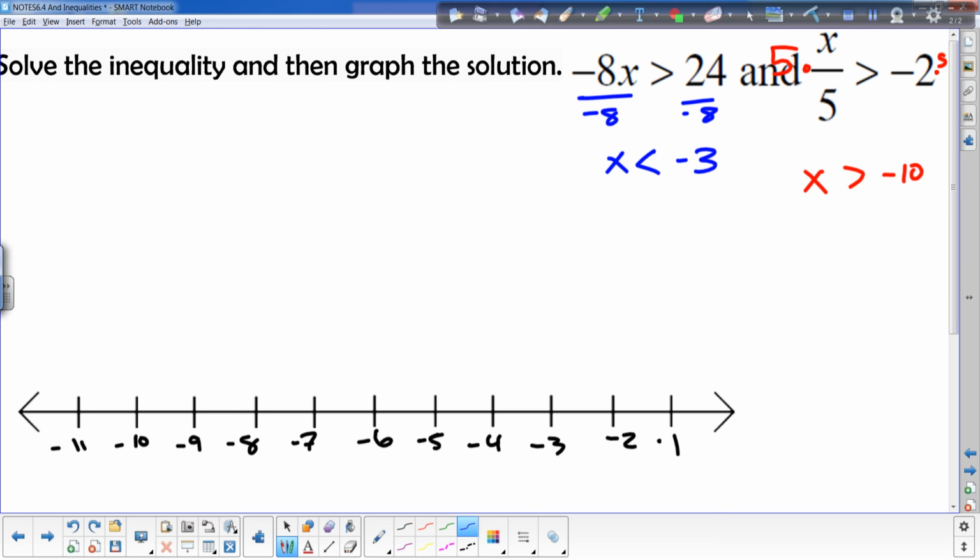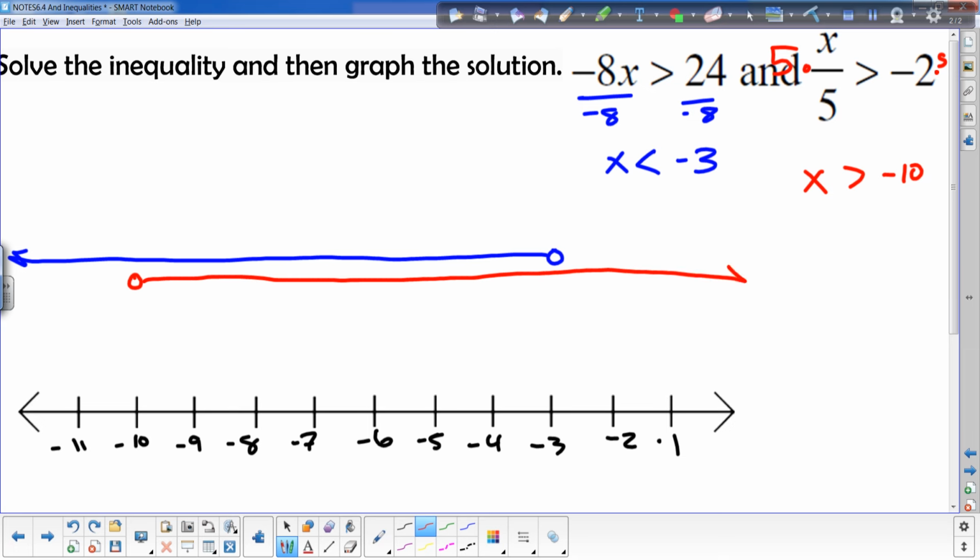And we're going to do it above the graph. So x is less than negative 3. So it's an open circle at negative 3 and goes to the left. This is x is greater than negative 10. So here's negative 10. And because it's greater than, I'm going to go to the right.